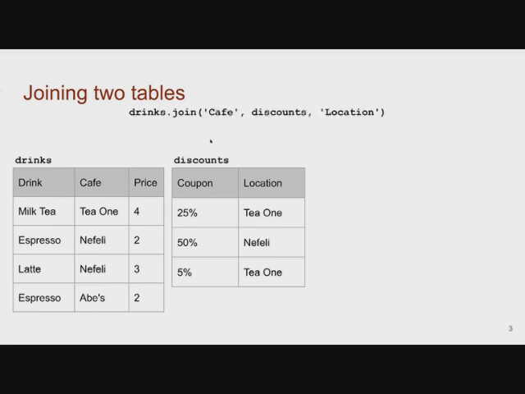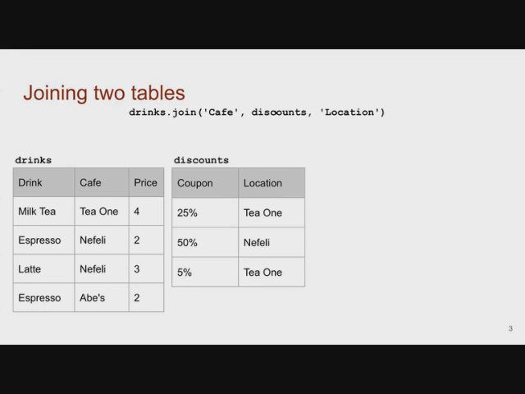So let's look at the join here, okay? And we're going to break down exactly what's going on. A join is a method on a table. And so we're going to do a join on the drinks table. Okay. And then what we're going to do here, and we'll break this down, is join. The first argument is going to be a column. It's going to be the cafe column from the drinks table, right? So the first argument is going to be a column label from the first table.